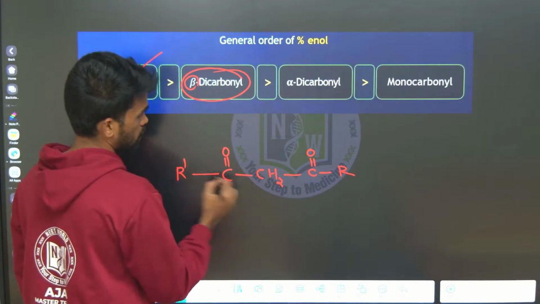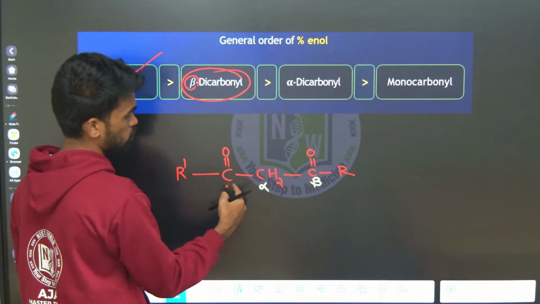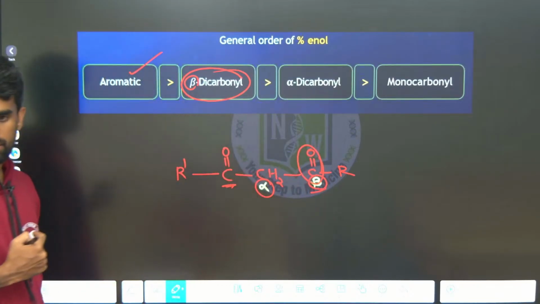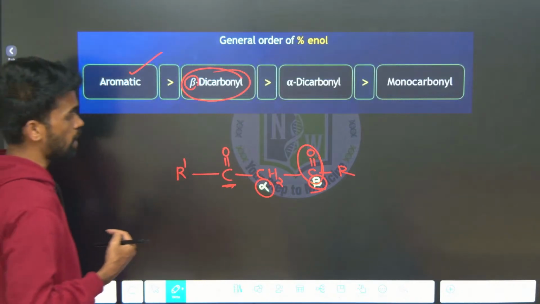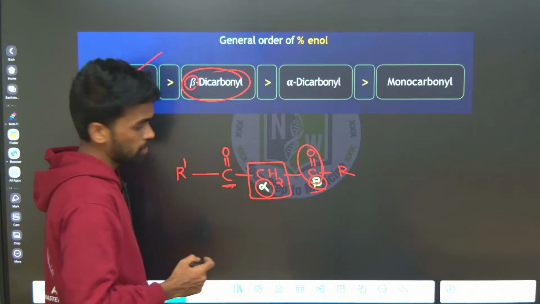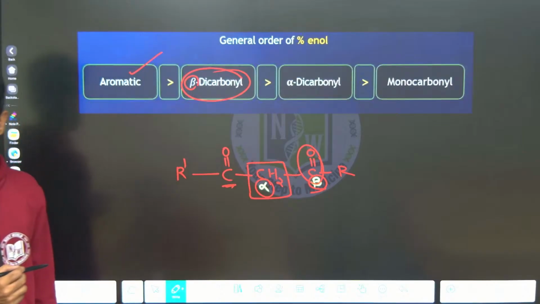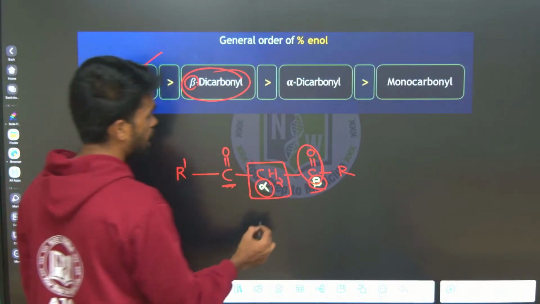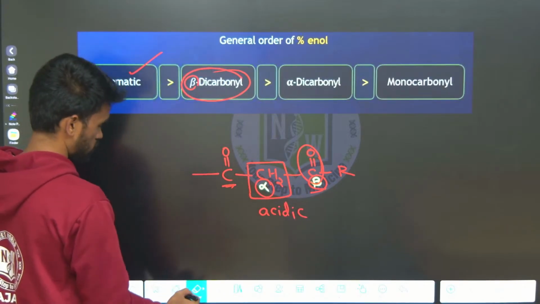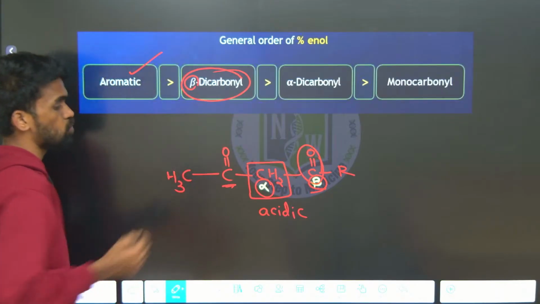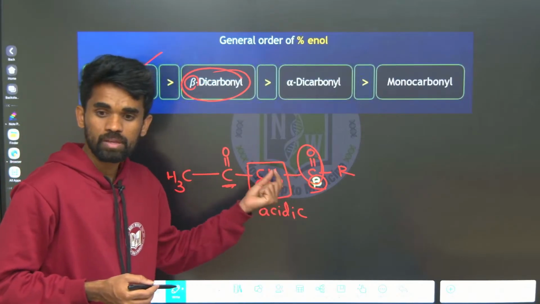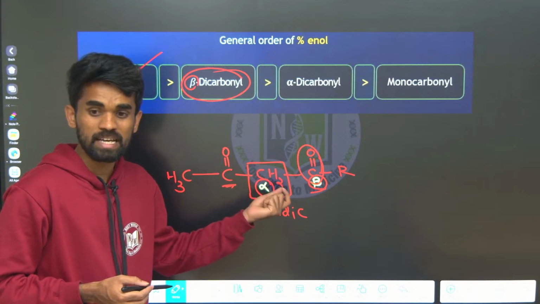See, alpha, beta. With respect to this, if I say this is alpha, beta carbon now, so beta carbonyl, dicarbonyl compounds I can say. So now what happens, whenever there is a methylene group, this CH2 group is called methylene group, flanked between 2 keto groups or 2 carbonyl groups, it is acidic. So if I give this methyl group here and I am asking you which hydrogen is more acidic? Alpha hydrogen. Hydrogen which is flanked between 2 keto groups or carbonyl groups is considered more acidic.